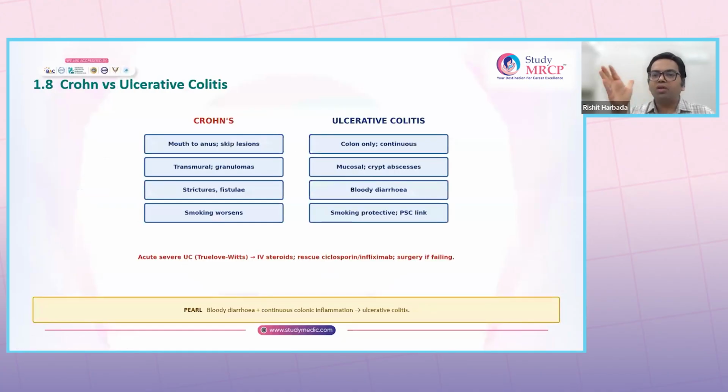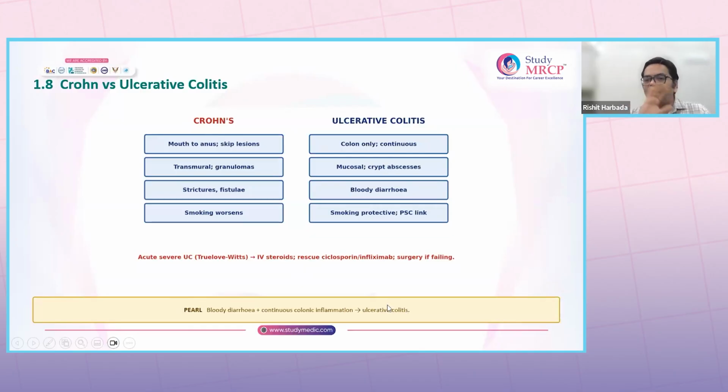Okay, just to recapitulate, Crohn's: mouth to anus, skip lesions, transmural, granulomas. Ulcerative colitis: only colon, and it's going to be continuous, mucosal, with crypt abscesses. Crohn's presents more with strictures and fistulas, whereas ulcerative colitis presents more with bloody diarrhea. Smoking worsens Crohn's, whereas in ulcerative colitis, smoking is protective and it has a primary sclerosing cholangitis link. Severe ulcerative colitis, you're going to treat it with steroids and you have to give rescue cyclosporin or infliximab. Where the patient has bloody diarrhea with continuous inflammation, think about ulcerative colitis.